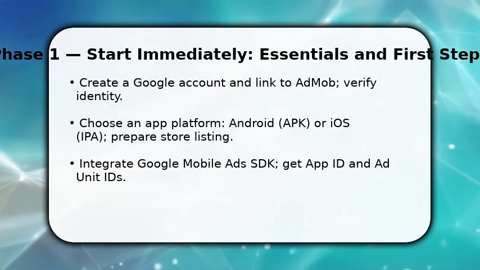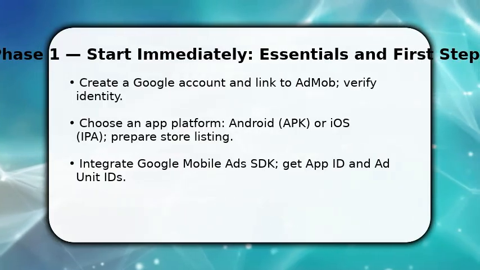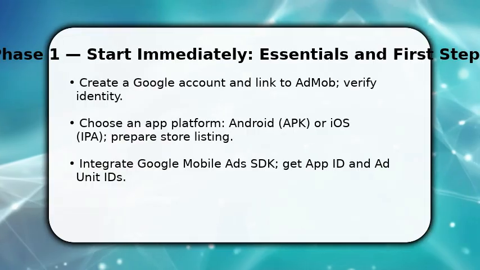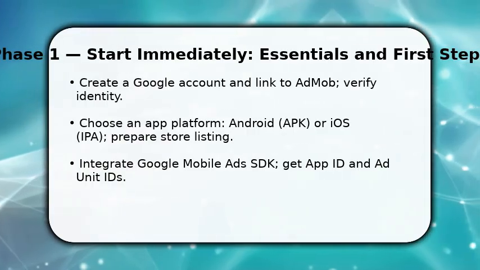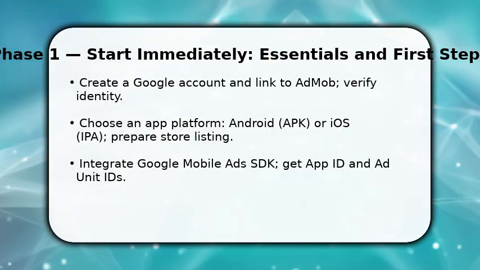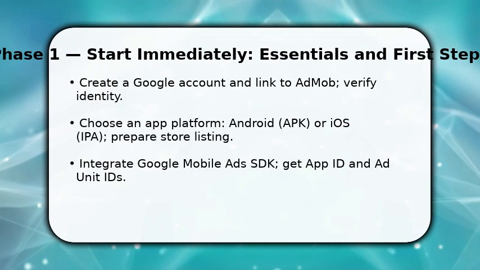Once done, integrate the Google Mobile Ads SDK into your code, then create App ID and Ad Unit ID in AdMob. This gives you the identifiers to request ads. Make sure to test with test ads first. That prevents policy violations early on.